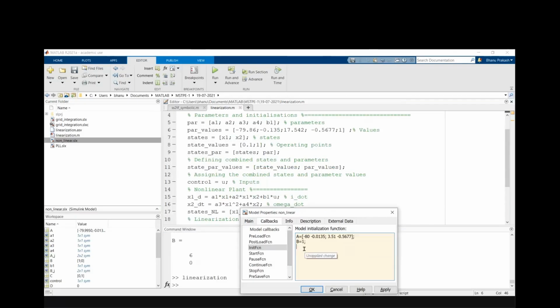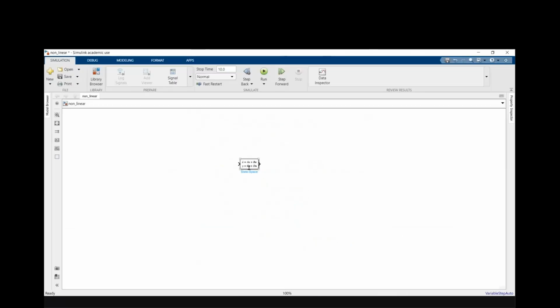C, as I said, I need a matrix C. I need only the second variable, so you can give 0 space 1. My D is equal to 0. Okay, you can apply. So this is my state variable representation. Apply a step input. Connect a scope to that.